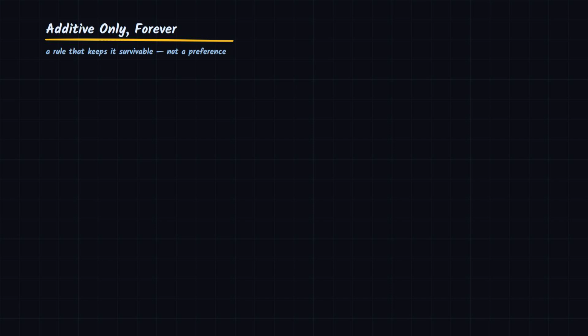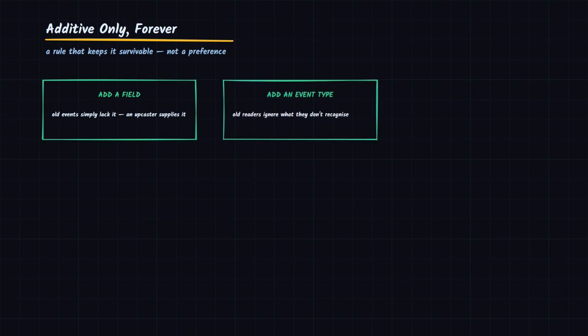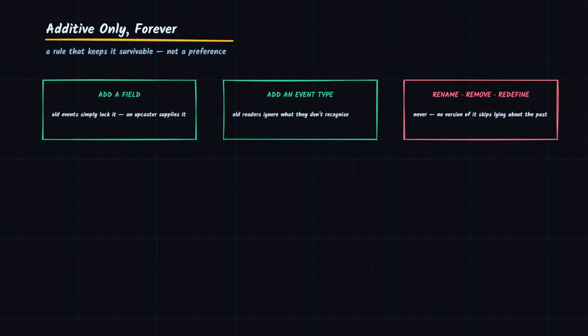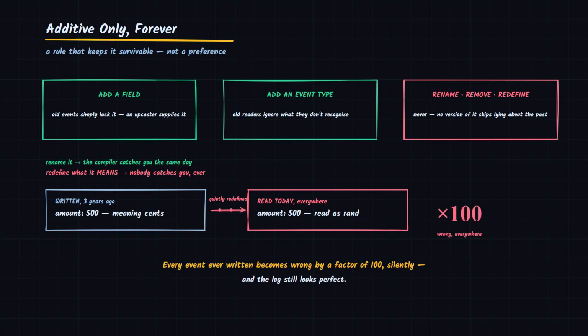You may add a field because old events simply lack it, and an upcaster can supply it. You may add a whole new event type because old readers ignore what they do not recognize. What you may not do is rename a field, remove one, or change what an existing one means, because there is no version of that which does not require lying about the past or breaking a reader. The subtle killer is the third one. Renaming is caught by the compiler. Quietly redefining amount from cents to rand is caught by nobody, and every event ever written becomes wrong by a factor of 100, silently, and the log still looks perfect.